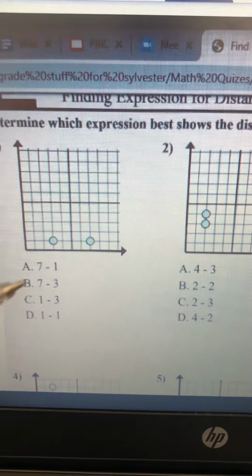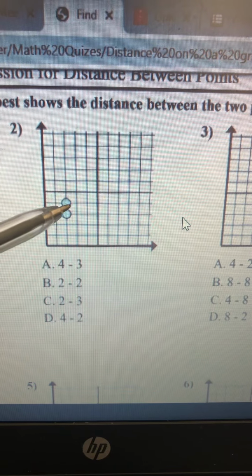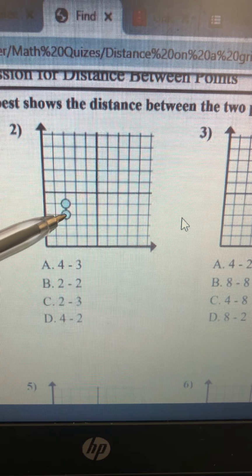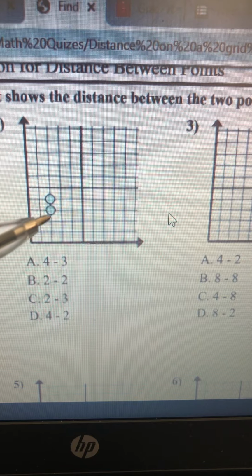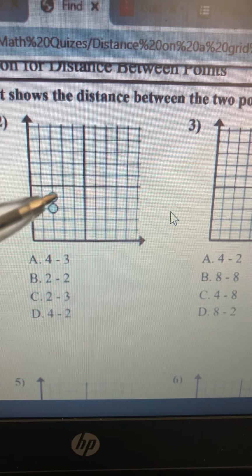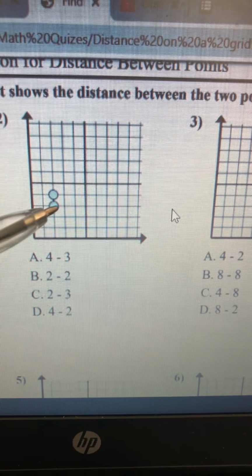Okay, number 2, there's only one space between these 2 dots. So the one that best represents this would be 4 minus 3. And you say, well, 2 minus 3 is -1, but when you're calculating distances, you never have negatives. It's always the absolute value. And remember, we talked about absolute value only being a positive number, unless the negative is on the outside of the absolute value, then it's associated with it. So the one that goes with that is letter A. 4 minus 3 is 1.